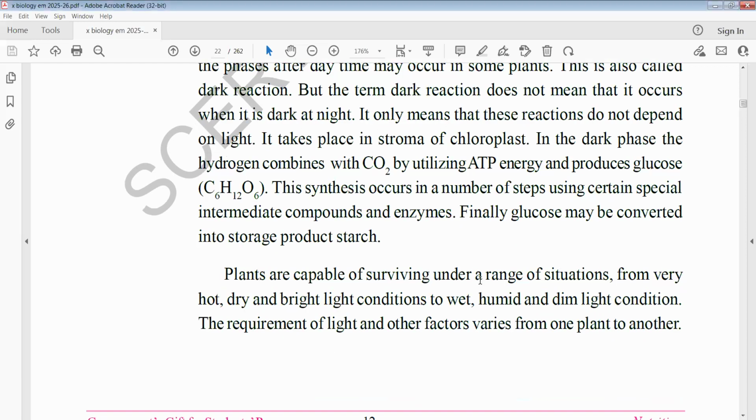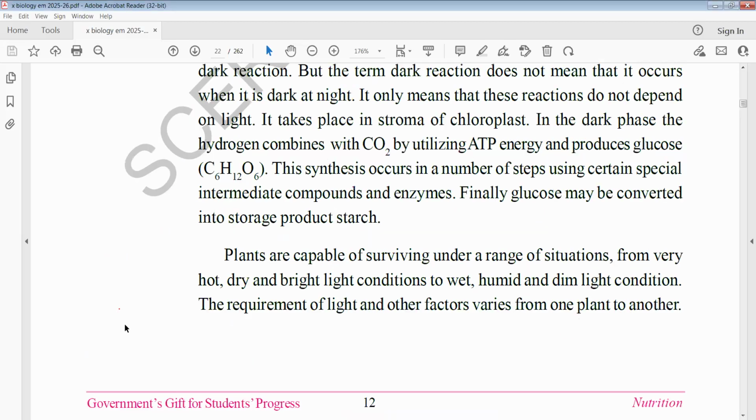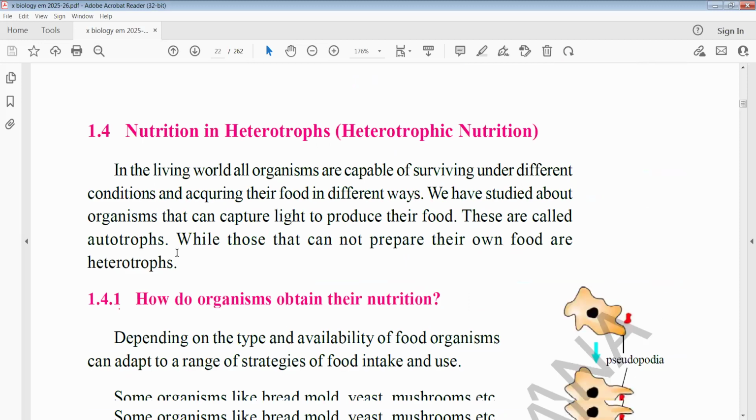Plants are capable of surviving under a range of situations, from very hot, dry and bright light conditions to wet, humid, dim light conditions. The requirement of light and other factors varies from plant to plant and affects the rate of photosynthesis. Up to this, we discussed autotrophic nutrition. Now let us go to heterotrophic nutrition.